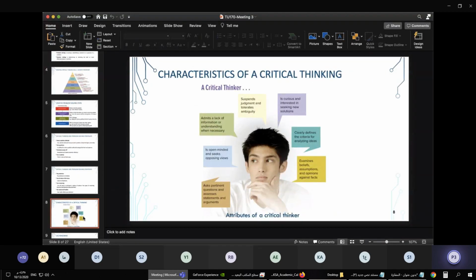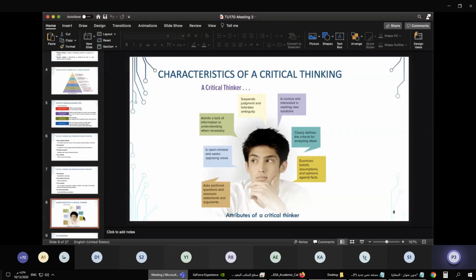So the characteristics of critical thinking, there are some characteristics. You can find these characteristics within this figure. The first characteristic is asking pertinent questions and assessing statements and arguments. Always be open-minded and seek opposing views. Admits a lack of information. A critical thinker always admits the lack of information if some information is missing.